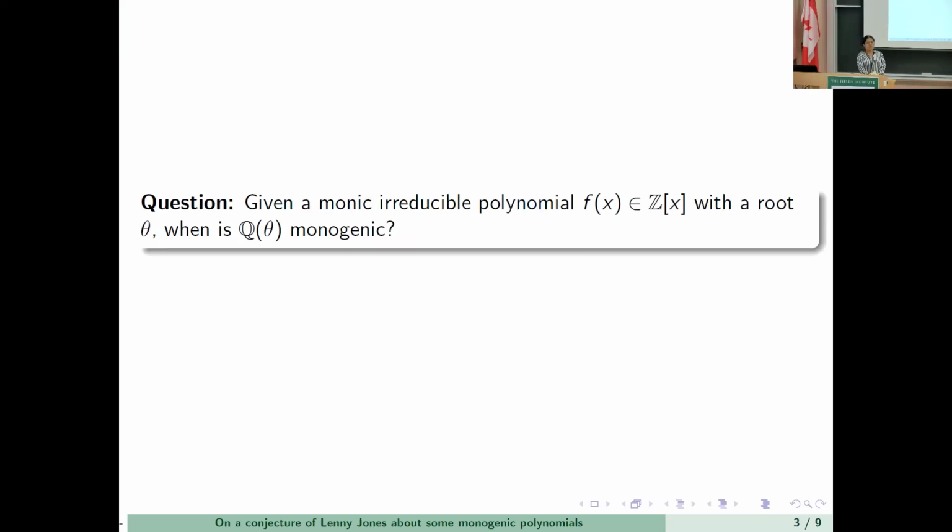Now, our natural question is: if we have a monic irreducible polynomial f(x) with integer coefficients and a root theta, is this field Q(theta) monogenic or not? In general, it is a hard problem and there is no general criterion known that can classify whether this field will be monogenic or not. So many mathematicians consider different types of polynomial families, construct the field Q(theta) from their roots, and study the monogeneity of that particular field Q(theta).